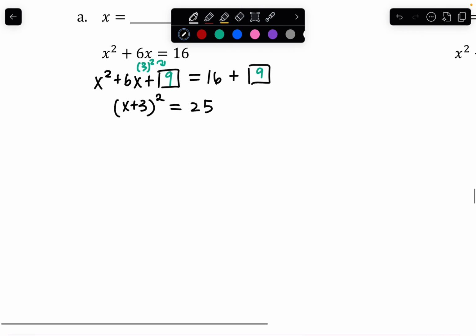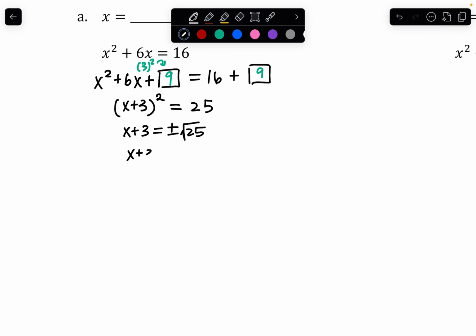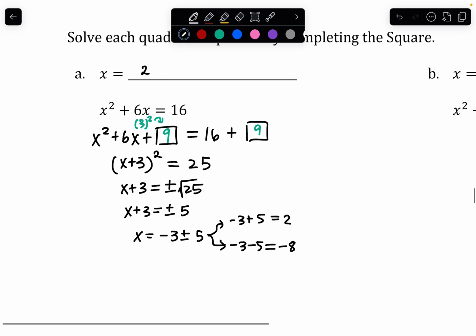Now we can do what we were doing at the top and use our square root property, which means x plus 3 equals positive negative 5. Move that 3 to the other side of the equal sign, and then write your cases. Negative 3 plus 5, which is 2, or negative 3 minus 5, which is negative 8. So our answers are 2 and negative 8.